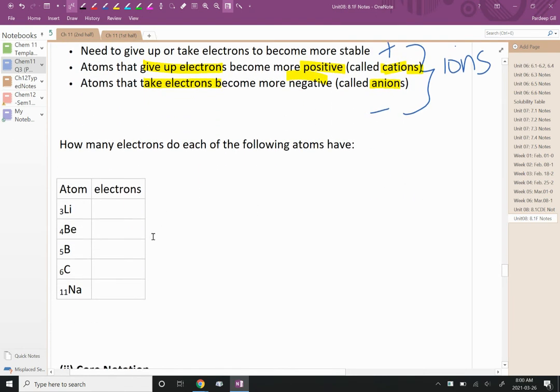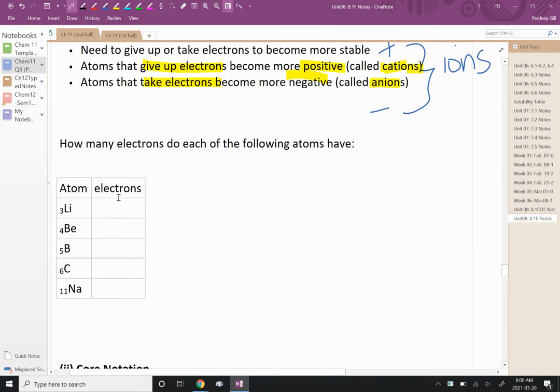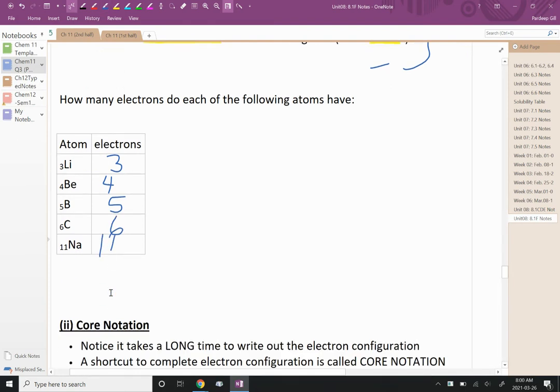So just a quick thing here. How many electrons do each of the following have? If you look at lithium, if this is written in standard notation, you'd have the mass number up at the top here in this corner. So here the number of electrons in lithium would be 3, beryllium has 4, and then we've got 5 for boron, 6 for carbon, and 11 for sodium.